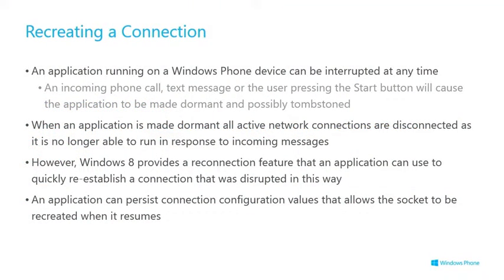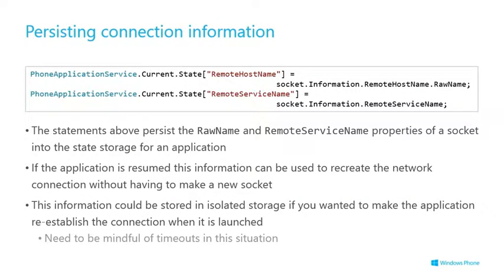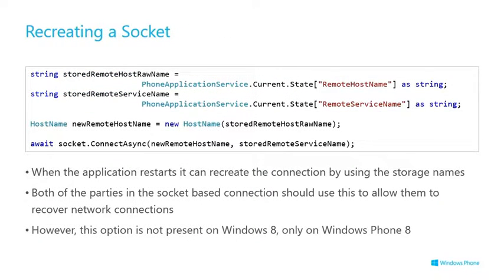There is good support in this for maintaining connection if you get made dormant or tombstoned. So there's a technique for doing this. You need to save in your state dictionary the remote host name and the remote service name when you've got a connection. And then if you get made dormant and get resumed, you can then very easily recreate that stream socket using this code shown here. So you have to just new up a host name using the stored remote host raw name that you get back out of the state dictionary, and then call socket.connectAsync to reset that connection up. So you just need to put that code into your applications to recover from dormant and quickly and easily remake that connection.